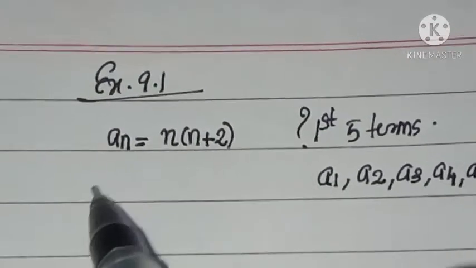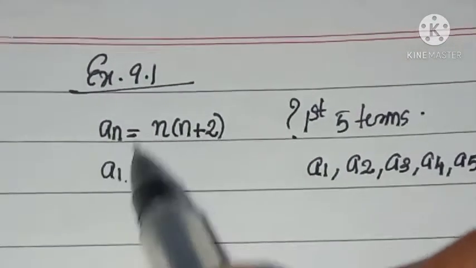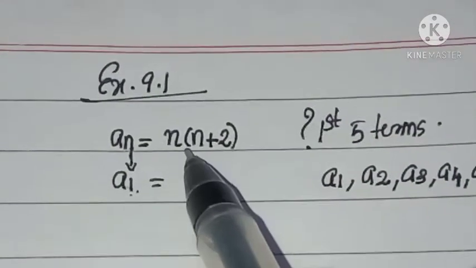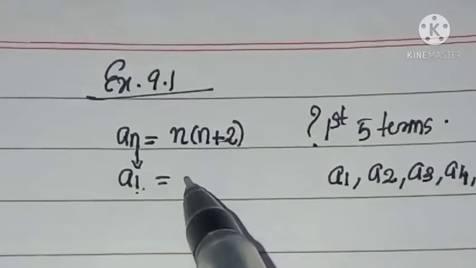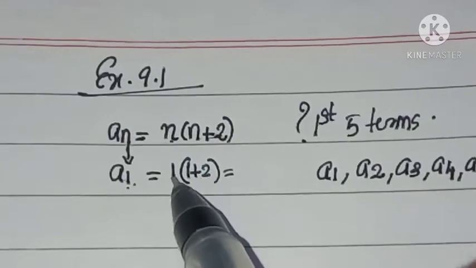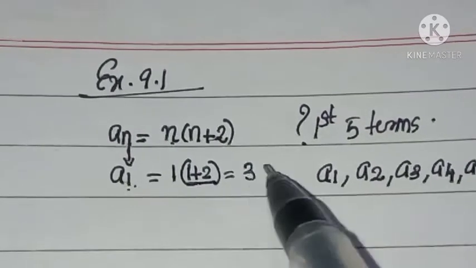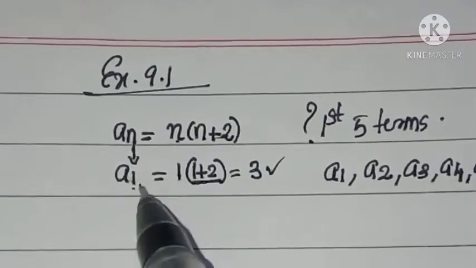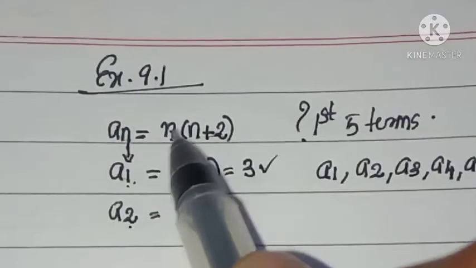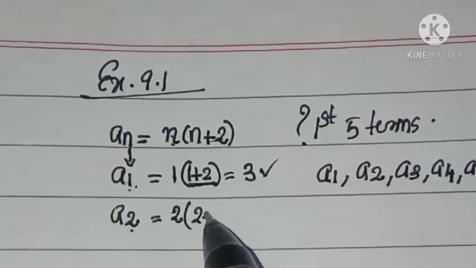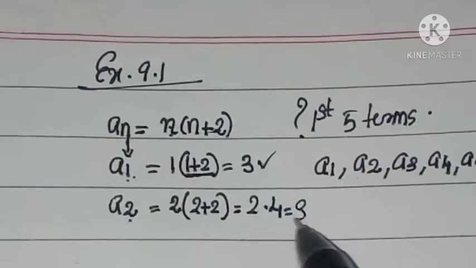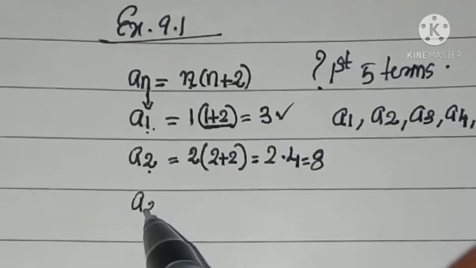So listen, the first term a1. If we compare these two expressions, we can see that in place of n it is 1. So simply put n equal to 1 in this expression. So this becomes 1 into (1 plus 2), that is 1 into 3, 3. So 3 is the first term. Now a2, the second term. So here put n equal to 2. 2 into (2 plus 2), that is 2 into 4, 8.